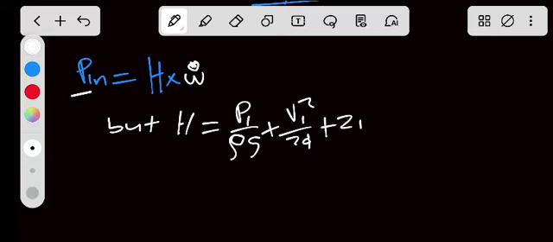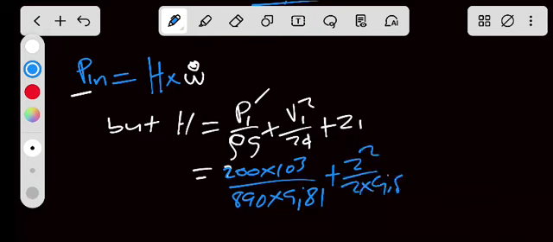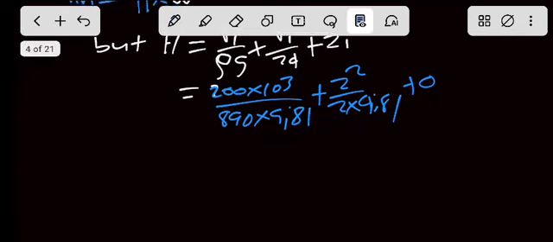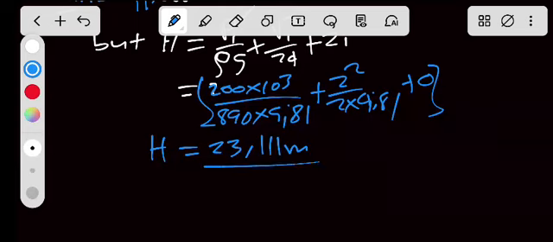plus Z1. So this, it was 2000 units times 10 to the power of 3 divided by density of 890 times 9.81. V was 2 times 9.81, this is simply 0. This is H. If we punch this, we'll obtain our H, which will be 323.111 meters.